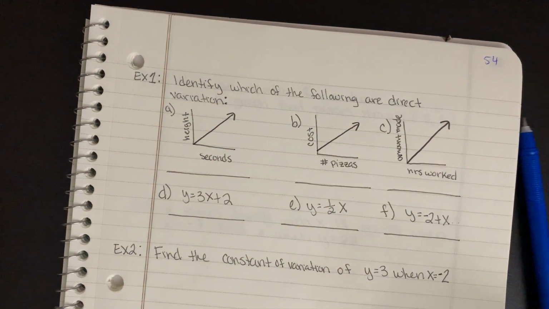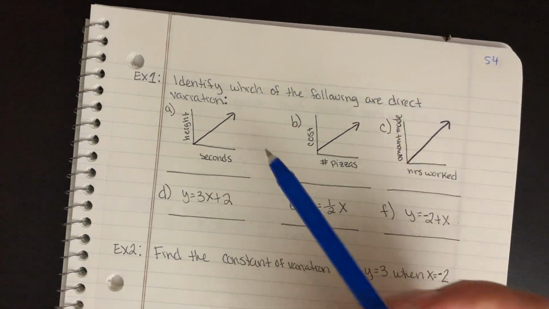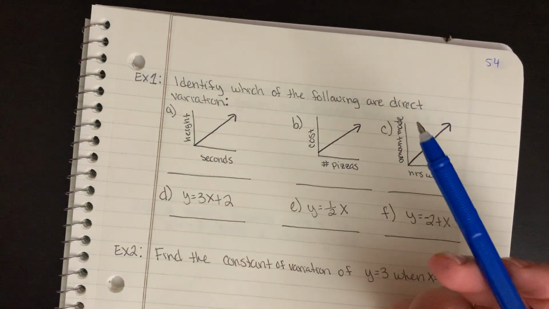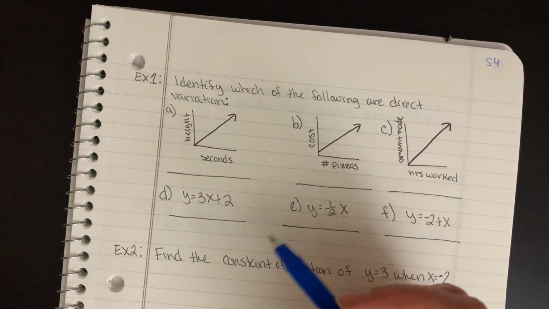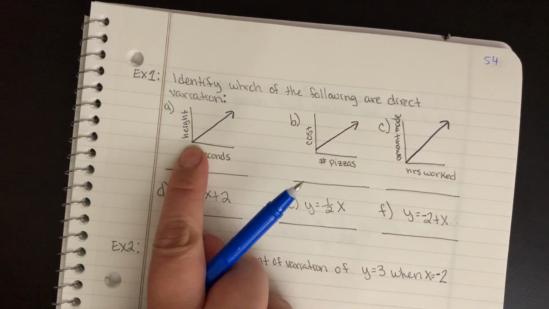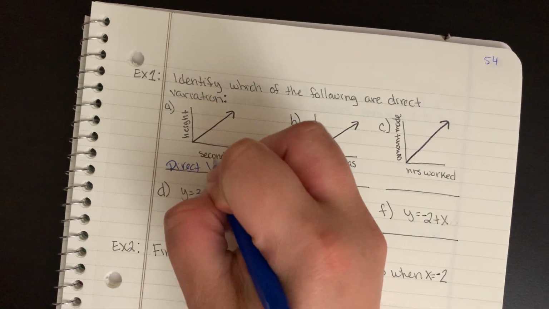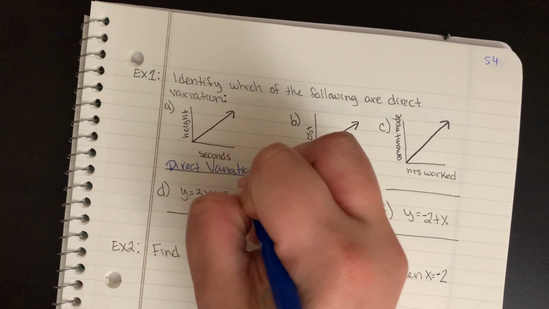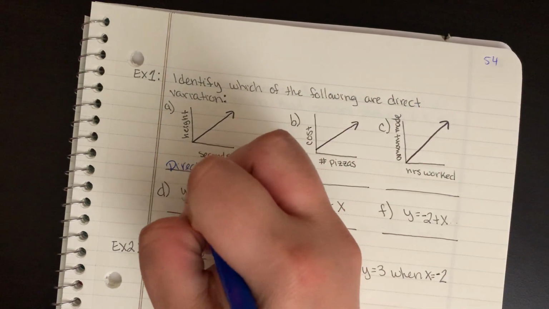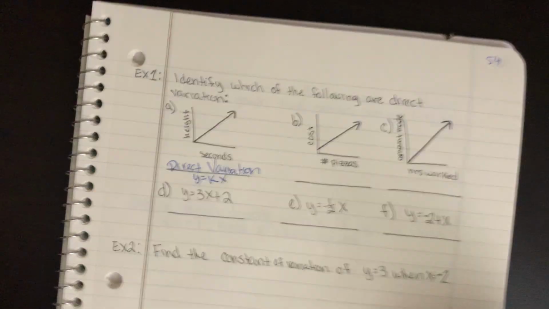Okay, so now that we have these, if you have a graph, all you have to look at is, does it go through the origin, yes or no? So this, does it go through the origin? Yeah. So what does that mean? It's direct variation, right? Which means we would be using the equation y equals kx.